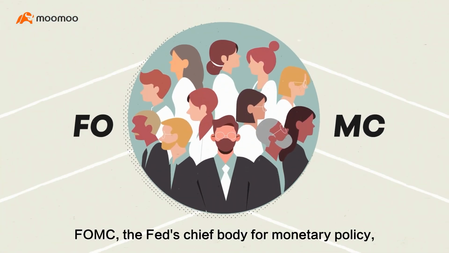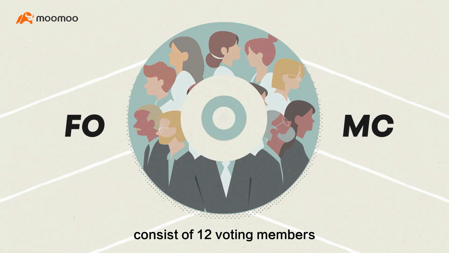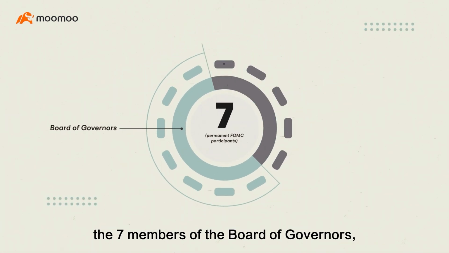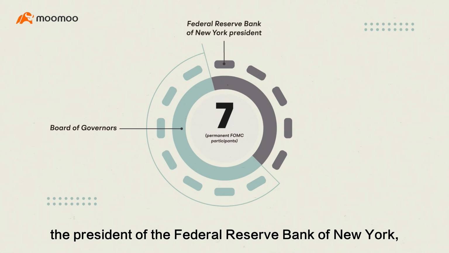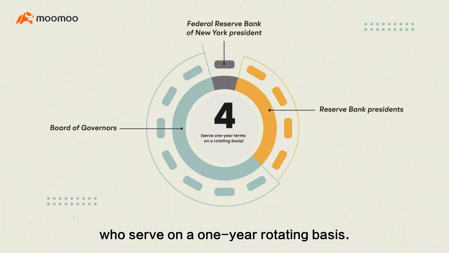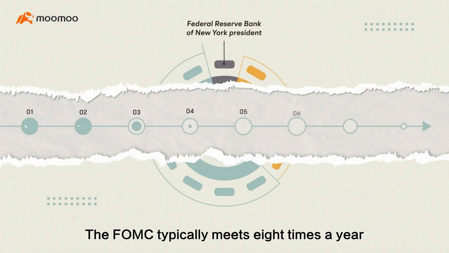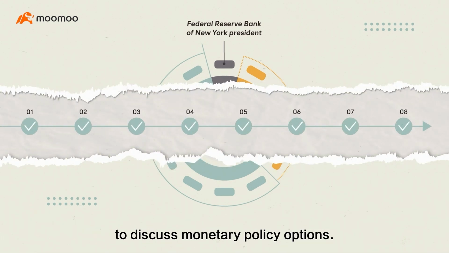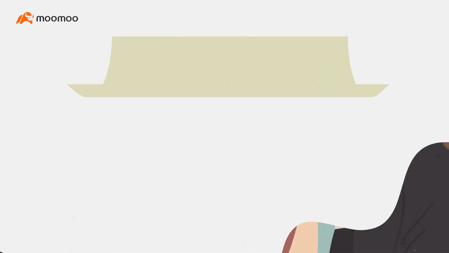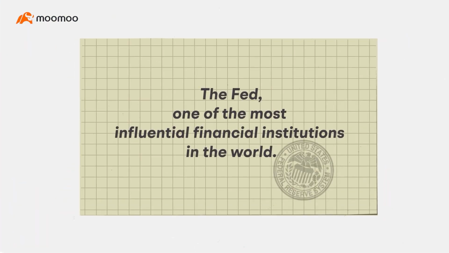FOMC, the Fed's chief body for monetary policy, consists of 12 voting members: the 7 members of the Board of Governors, the President of the Federal Reserve Bank of New York, and 4 of the remaining 11 Reserve Bank presidents, who serve on a 1-year rotating basis. The FOMC typically meets 8 times a year to discuss monetary policy options. This is the Fed, one of the most influential financial institutions in the world.